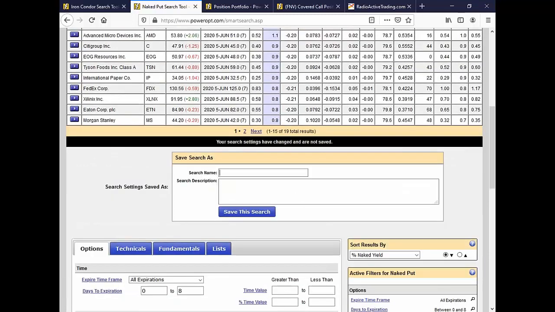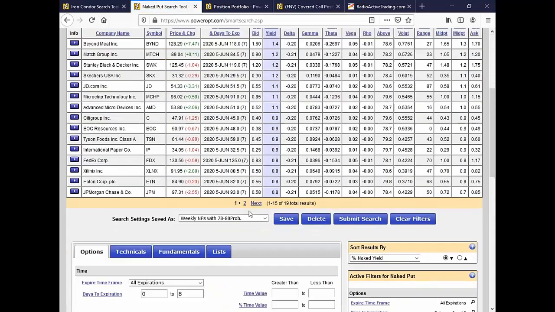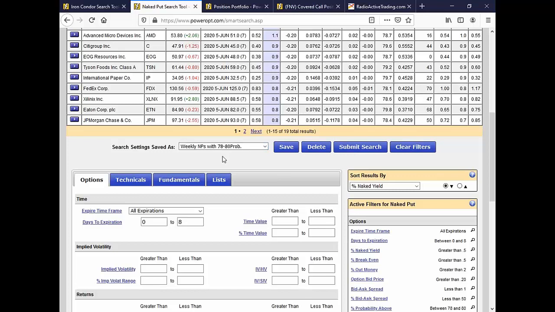Now I could save the search, and we could call it weekly NPs with 78 to 80 probability. Okay? Now every time I come back into PowerOptions to the search, Octavio, that is right there. We've got the naked puts based on the weekly criteria with the added probability. Okay? So that's the first step to do it.